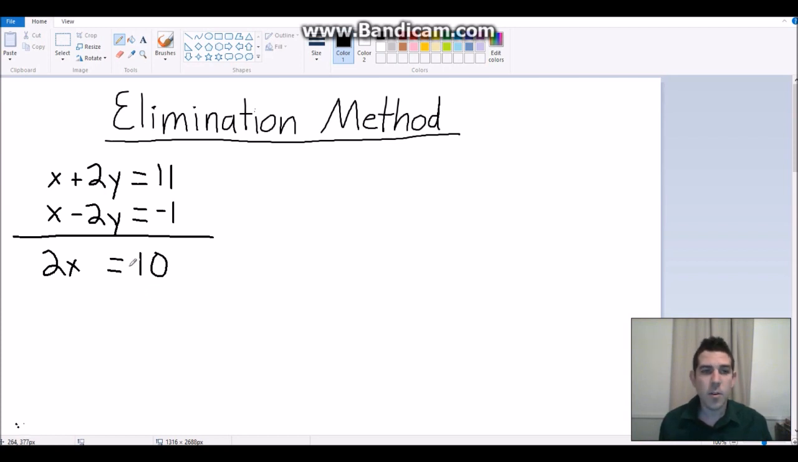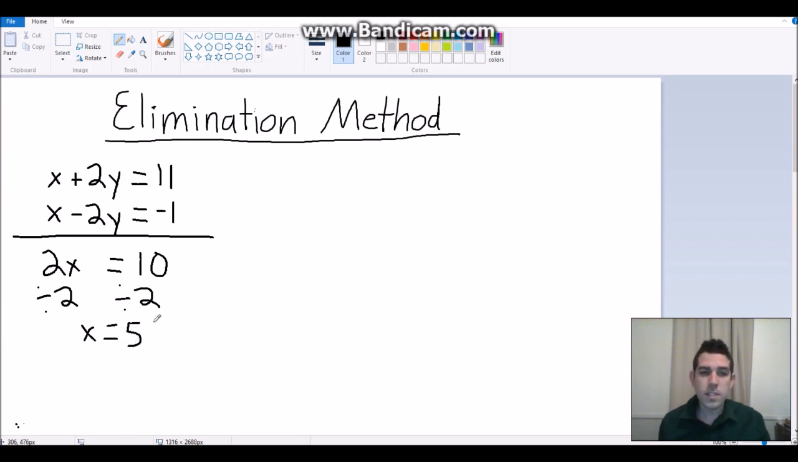And look what just happened when we did this. When you have opposite signs for your variables in two different equations and you combine them, they eliminate each other. And that's a good thing because now we have one single variable that we can easily solve. Divide by 2, and the answer is x is equal to 5.